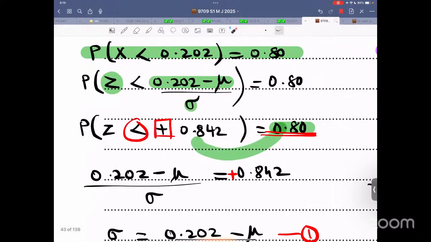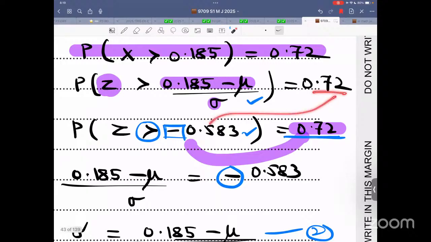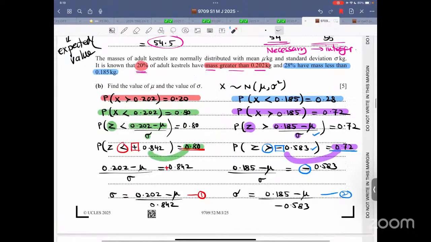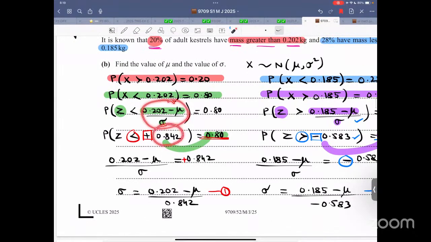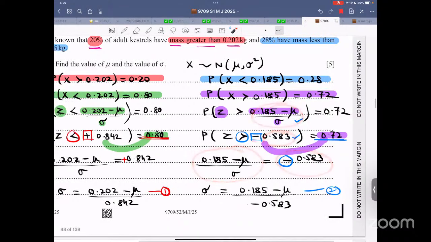Then you should standardize, subtract mu, divide by sigma. For 80%, the corresponding Z value is 0.842, lesser sign, Z value positive. Focus over here. 72%, the Z value is 0.583, greater sign, negative value. This is standardization. Now what do we do? We take this thing, we equate it to this. Now over here, we take this thing, we equate it to this. Don't forget the negative sign.